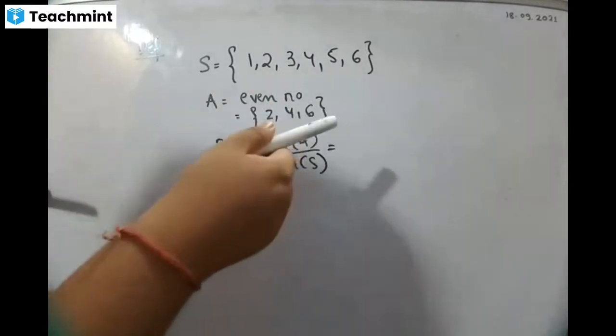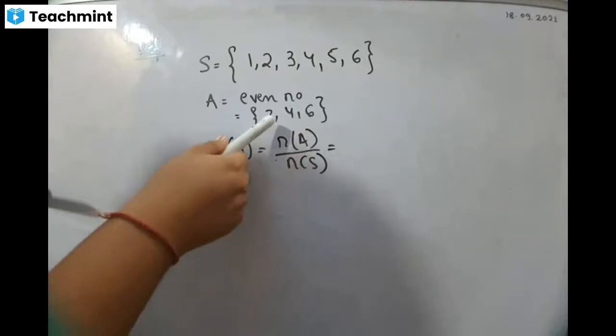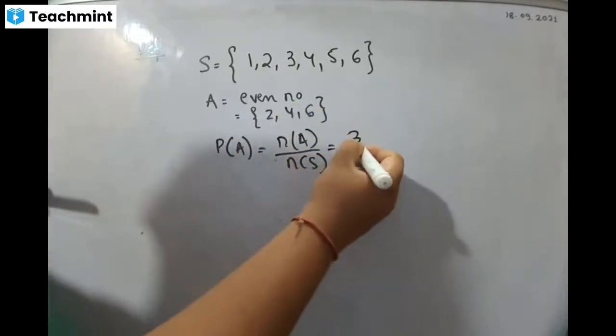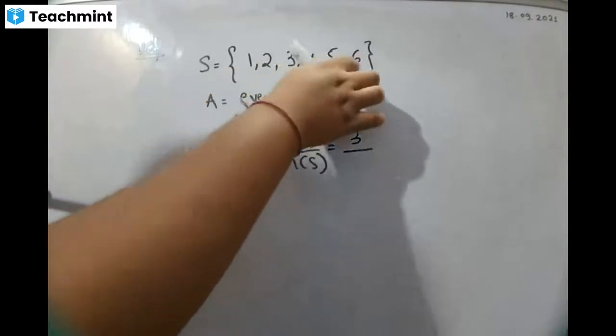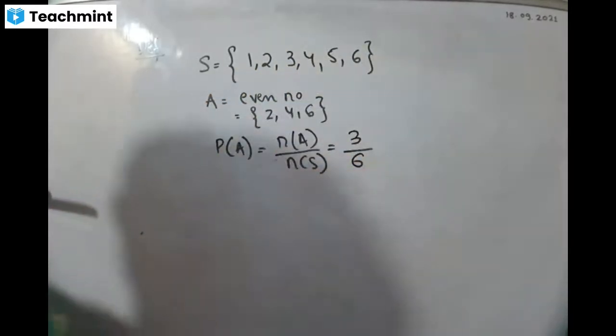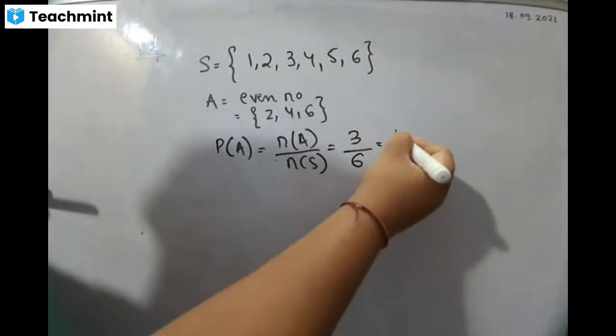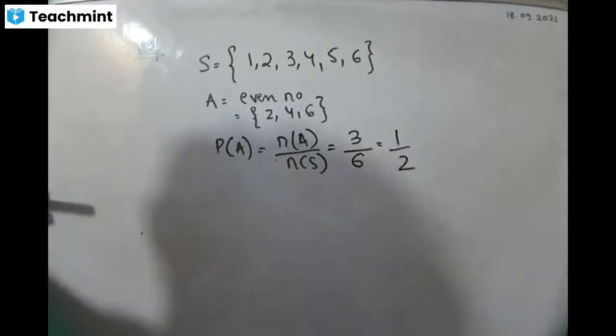कतिवटा elements छ भनेको. So A मा कतिवटा छ? 1, 2, 3. So there are 3 elements divided by S. How many elements are there? 1, 2, 3, 4, 5, 6. 6 elements are there. Is that clear? So what is the probability of A? 3 ones are 3, twos are 6.